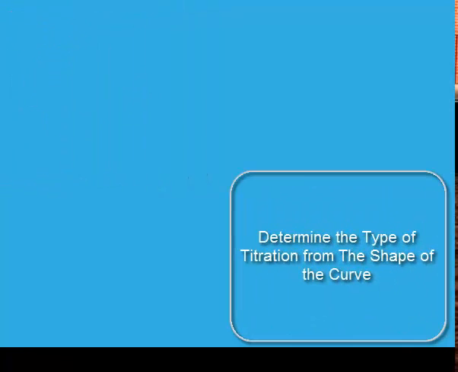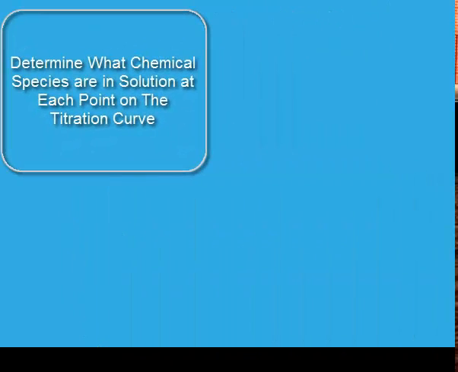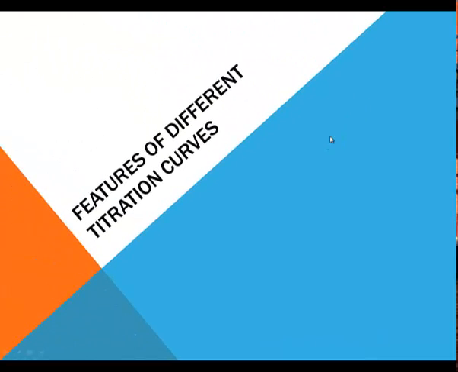What we want to do now is examine some of the features of titration curves. One of our goals will be to enable you to recognize what kind of titration is occurring based on the shape of the curve. So as we go through these different titration curves, look at the shape of that curve and try and associate the different points on that titration curve with what chemical species is in solution.